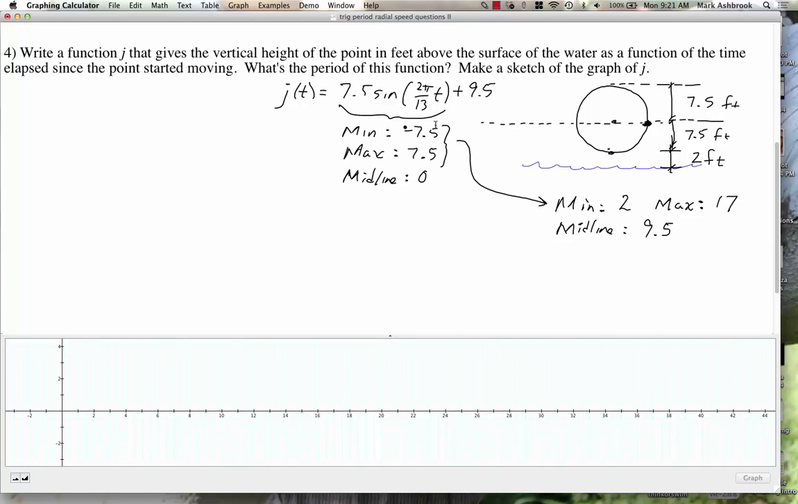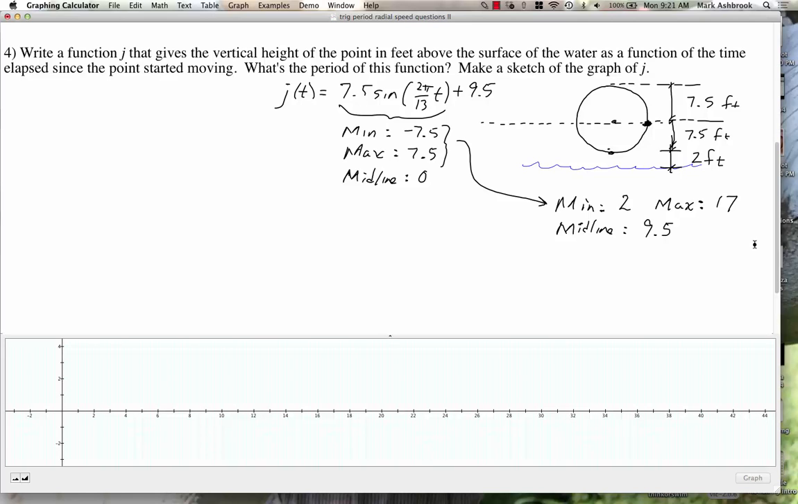So that way our min is going to be negative 7.5 plus 9.5, which gives us our min of 2. You see that? And then our max, a max of 7.5 of the sine, add the 9.5, it gives us our max of 17.